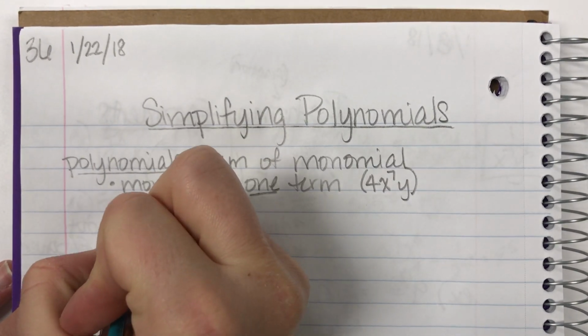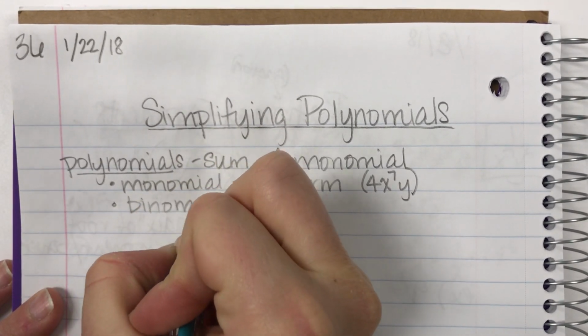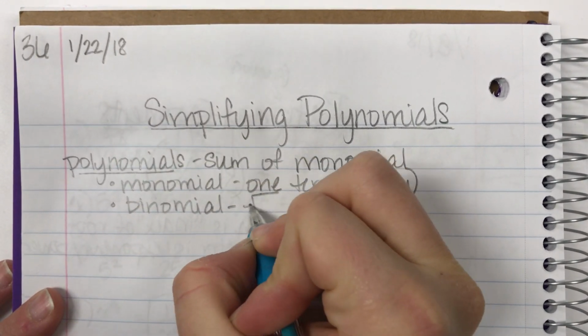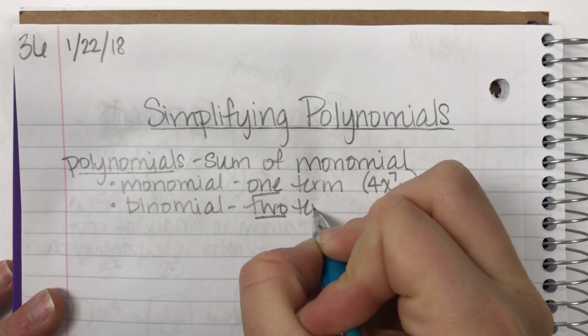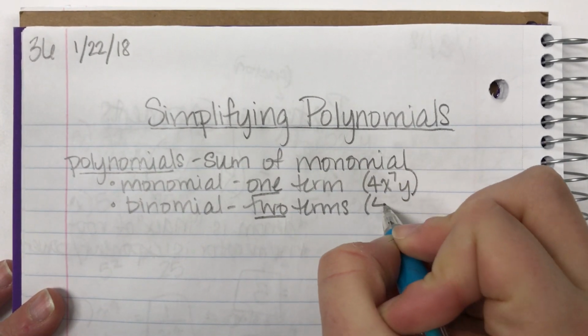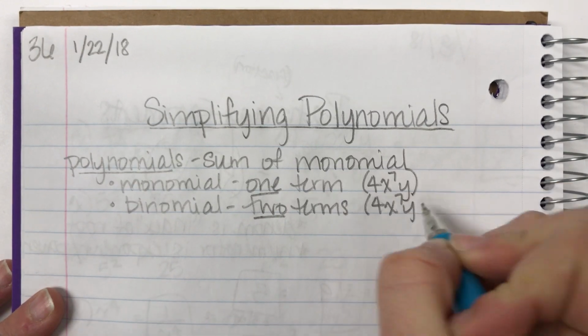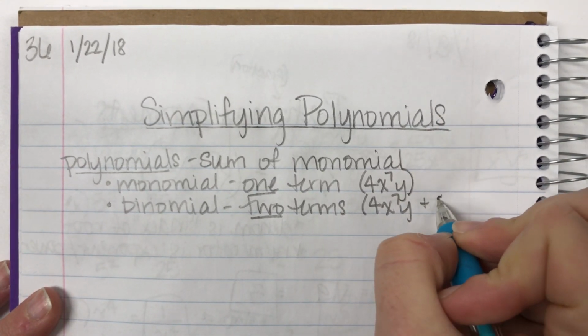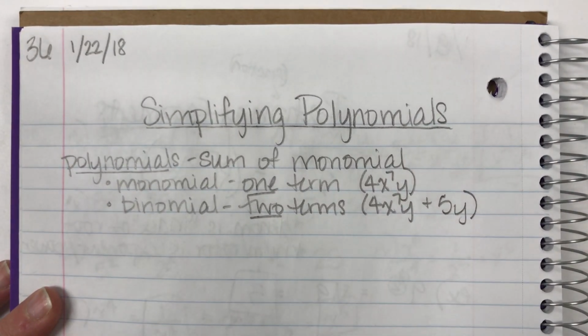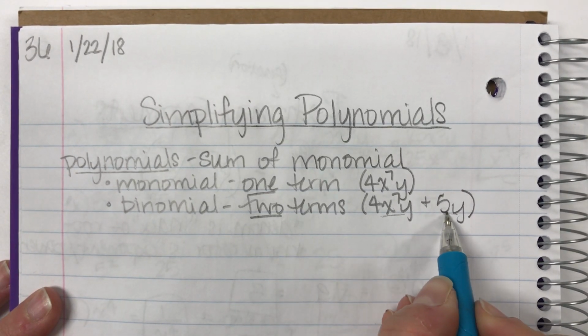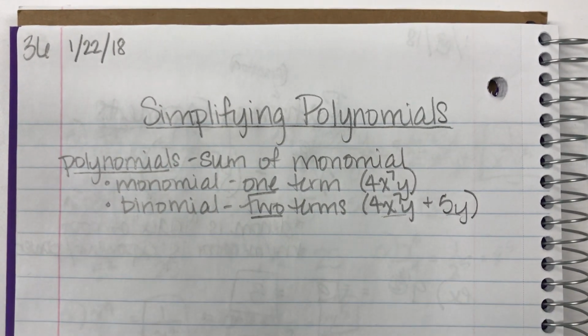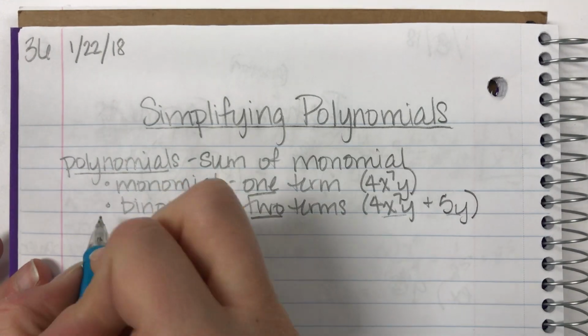Well, a binomial, you guys are pretty smart. I feel like you can figure out that a binomial is two terms. So it would be like if I took my initial 4x to the 7th y and added 5y to it. There you can see, oh, there's one term, there's a second term. So when I talk about terms, that's what I'm talking about.